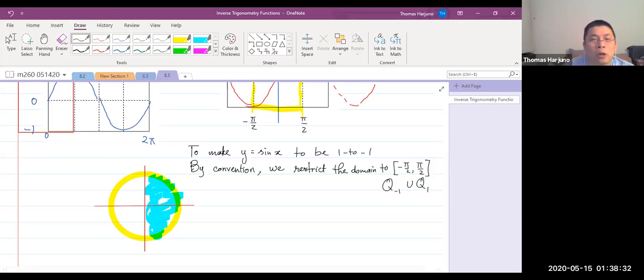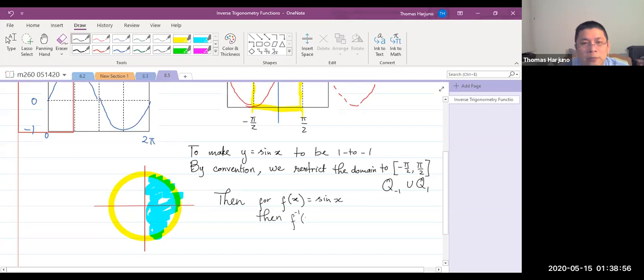Now, by making it 1-to-1 there, we define, for f(x) equals sine x, then the inverse function will give quadrant negative 1 or quadrant 1. Thomas, I'm a bit lost. Is it okay? Okay, let's go back to the original function.